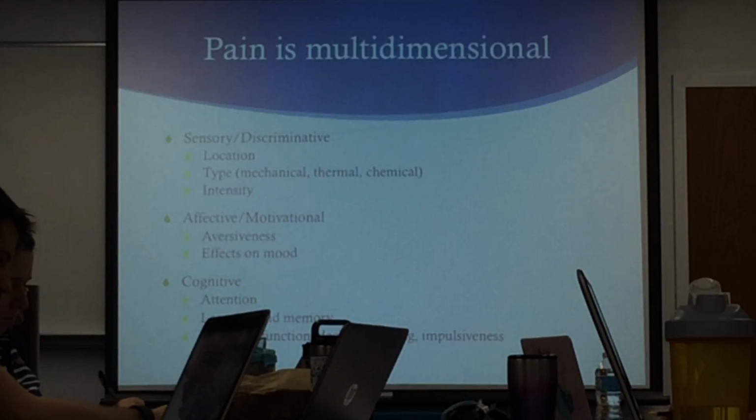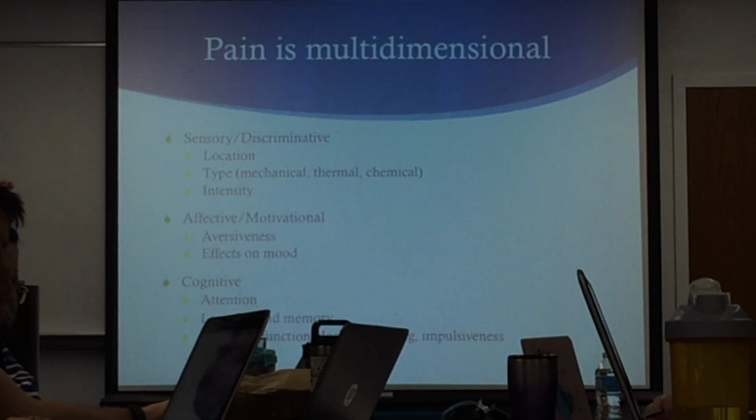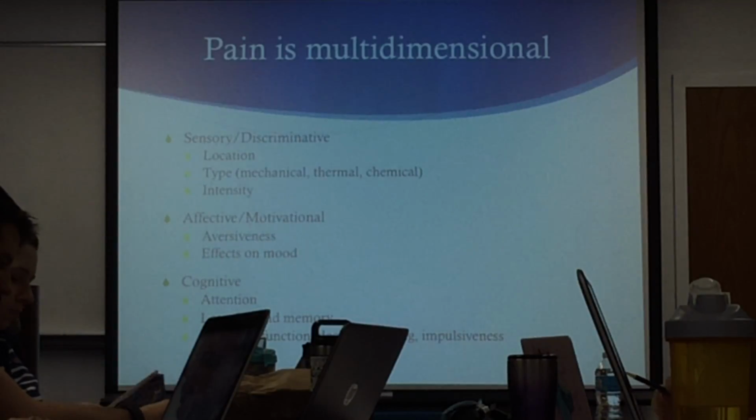So the first dimension, the easiest to think about, is sensory discriminative. So this is sort of a hardwired pain transmission system. It tells you where the stimulus is coming from, what type of stimulus it is. Is it thermal, mechanical, is it like chemical, or burning type energy, and intensity. So the sensory discriminative pain transmission system encodes those three. Where is it, what type is it, and how much.